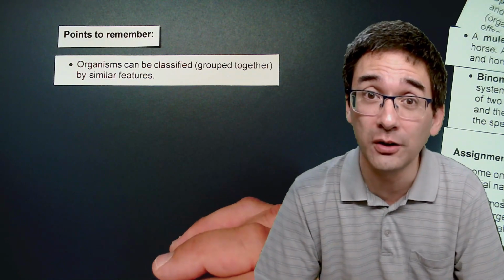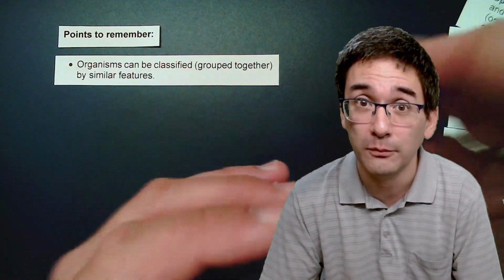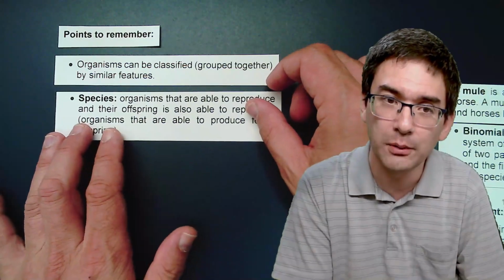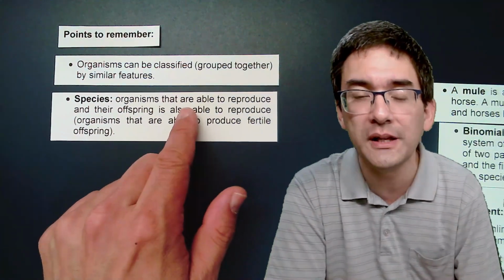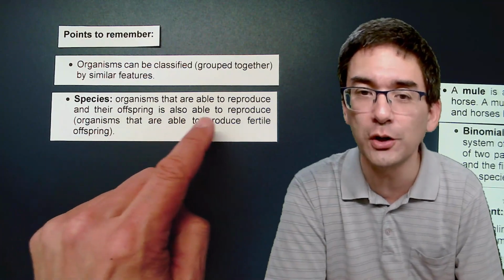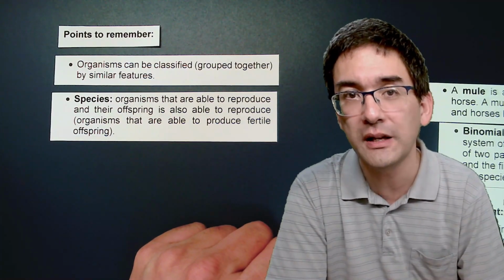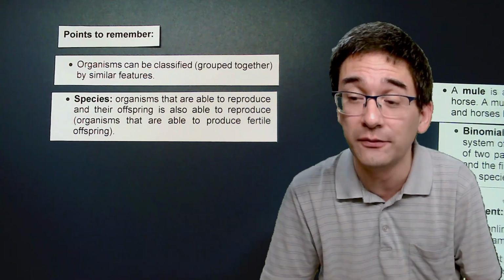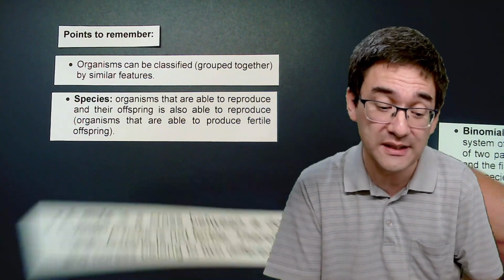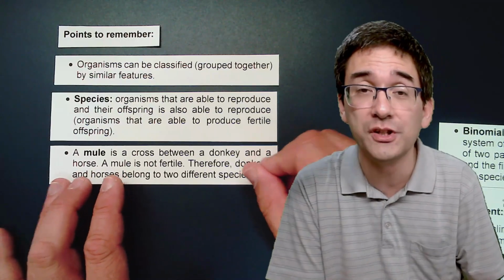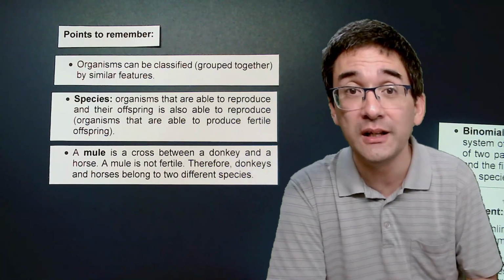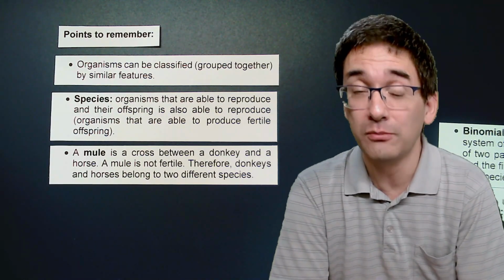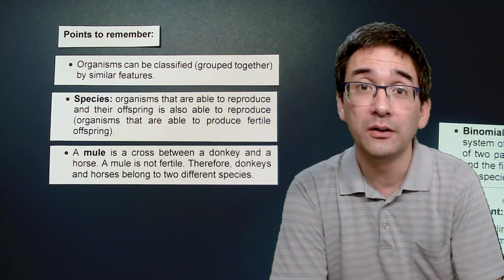The more similar they are, the more detailed the group, and all the way down to the species level. That's the second part. Species are organisms that are able to reproduce, and the offspring is also able to reproduce. So they are able to produce fertile offspring, and the species is able to maintain itself into the future. I've given you an example of a mule, which is a cross between a donkey and a horse. A mule is one of those examples where it's possible to have offspring, but they are not fertile.